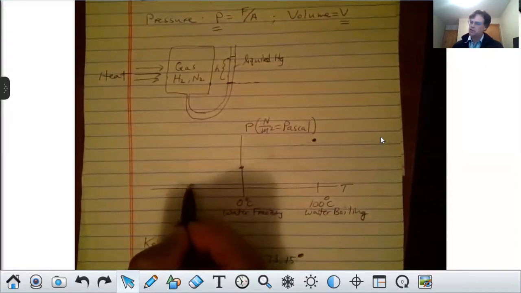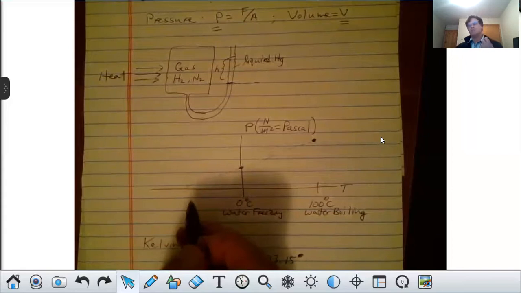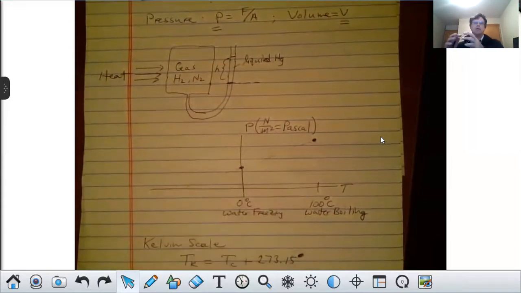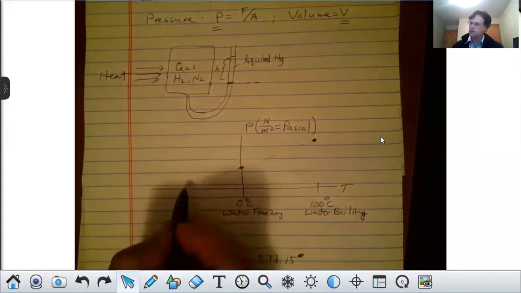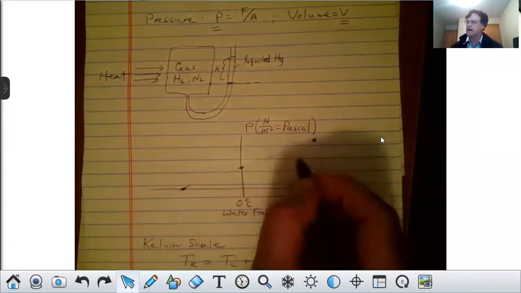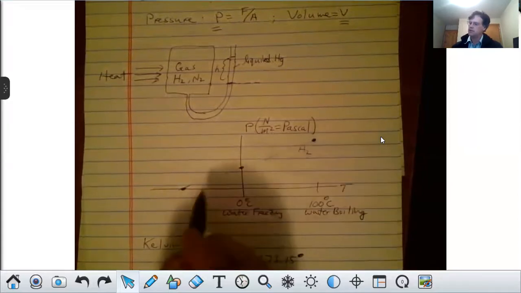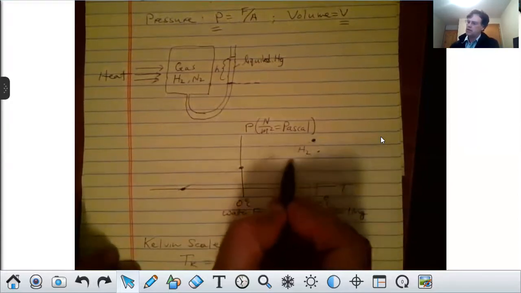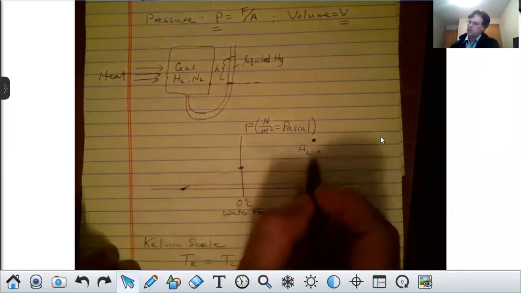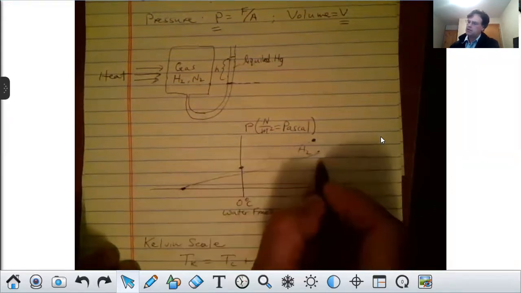Maybe you can get extremely low, but you can't get to 0 pressure. Now, pressure is caused by the motion of the atoms, so to get 0 pressure you'd have to completely stop them. But what you can do is see this as a straight line and extrapolate it back. And you can do this for different gases. Maybe this is hydrogen gas. Now you might do nitrogen and you might get a different slope, a different straight line for nitrogen.